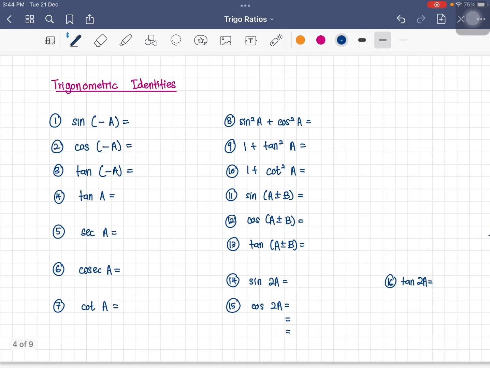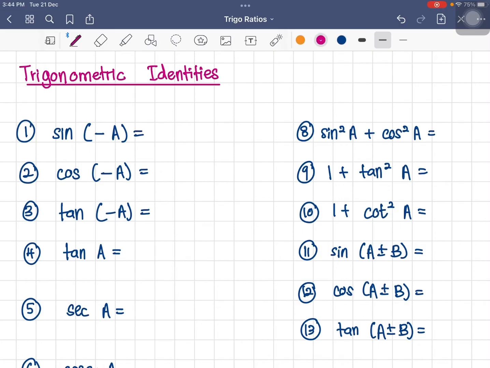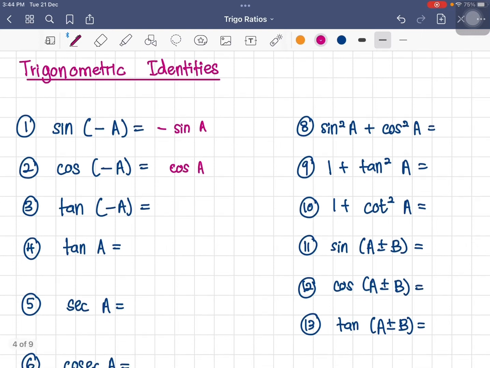Next, we have to know the trigonometric identities. So we have to write these trigonometric identities. If you have sine of -a, because sine is an odd function, that will be negative sine of a. And then cos of -a is an even function, so this will remain as cos of a. And you should know that tangent is also an odd function, therefore it should be negative tangent of a.